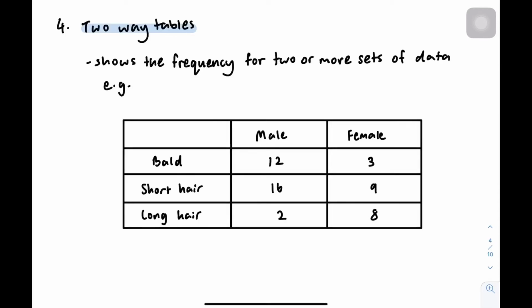Now, we're going to be looking at two-way tables. What's a two-way table? It shows the frequency for two or more sets of data. Basically, it's the same as a frequency table. It's just that it shows more than one category. You guys probably already know how to construct these without even knowing. So the example here is the length of hair on a group of males and females. As you can see the numbers here, this shows that there were 12 bald males, there were 3 bald females, and so on and so forth.